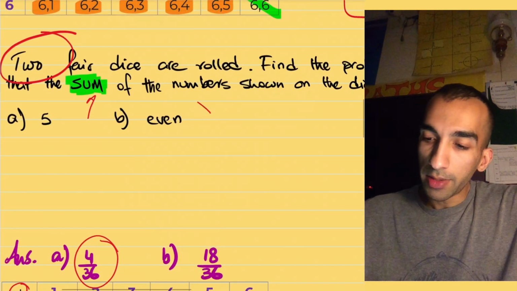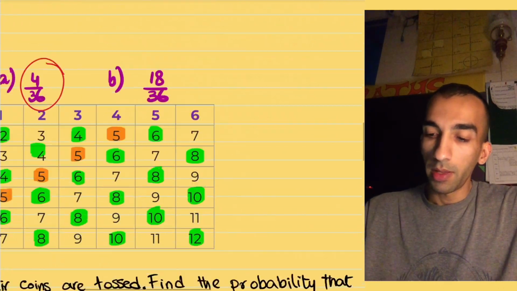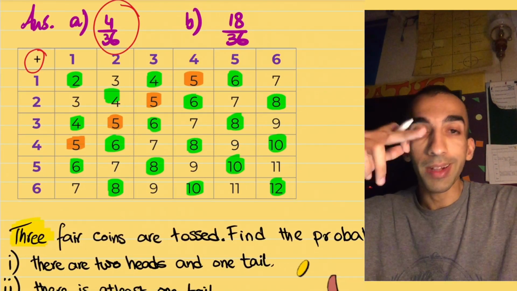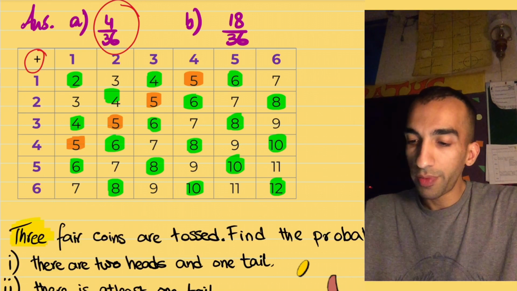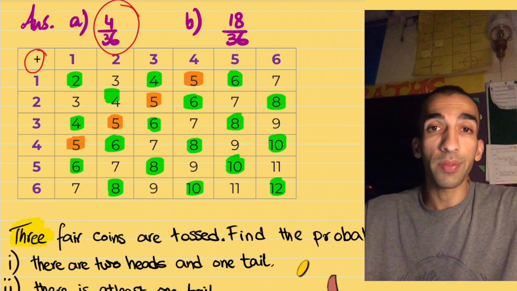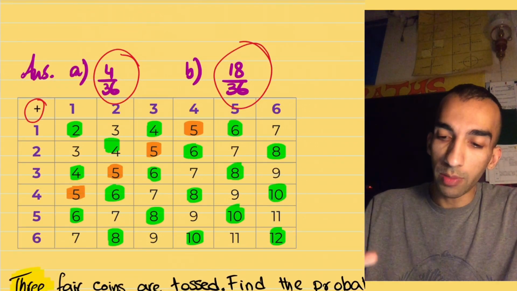Find the probability that the sum of the numbers shown on the dice is even. Now all those numbers which are marked in green are even. So count up all the numbers which are marked in green. 1, 2, 3, 4, 5, 6, 7, 8, 9, 10, 11, 12, 13, 14, 15, 16, 17, and 18. 18 by 36. 36 is the total number of outcomes.